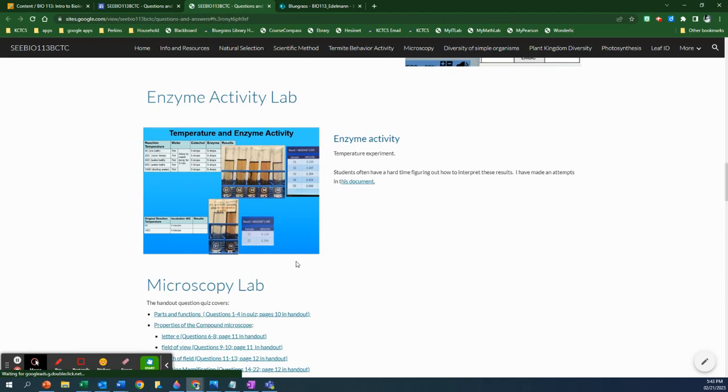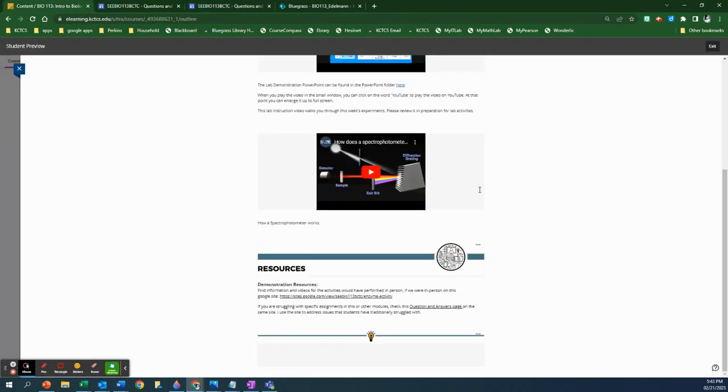And especially the temperature activity, people tend to get a little confused about. So look at this first, and then if you still don't get it, let me know, and we'll see if we can figure out a way to explain it.